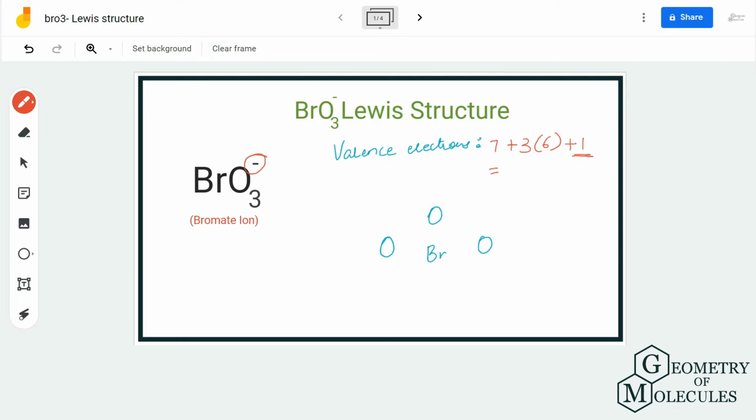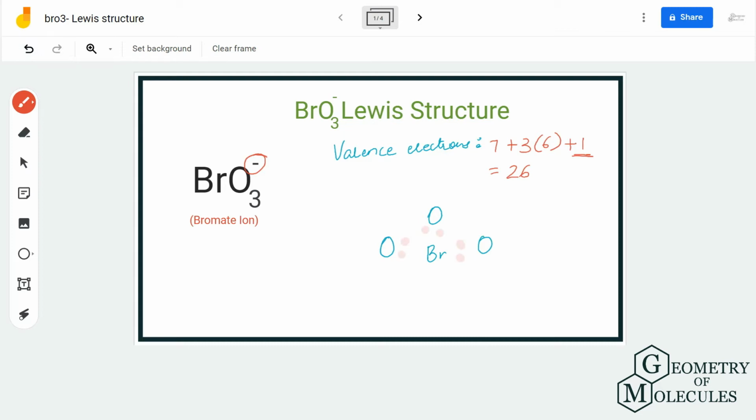Now we are going to place the bromine atom in the center, and all the oxygen atoms will be placed around it like this. Once you have done that, place a pair of electrons between bromine and oxygen atom to show a bond. Doing that, we will be using up 6 valence electrons, and now we are left with only 20 valence electrons. So we will first try to complete the octets of oxygen, and then we will try to see if we can complete the octet of the bromine atom as well.